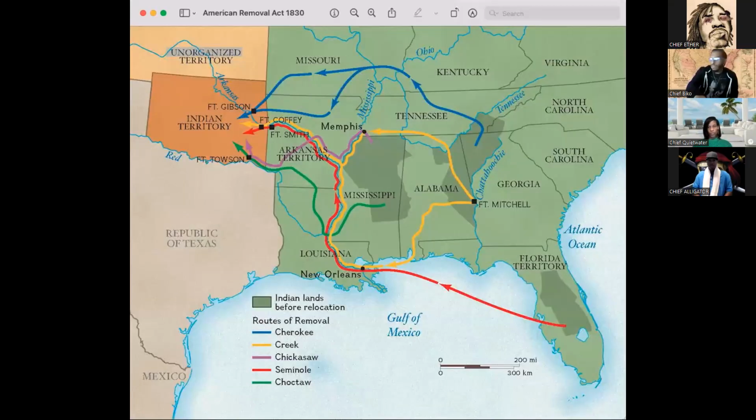Just because I know myself, I'm a visual learner. But again, we'll see exactly where these different tribes came from, where they originated from. We already showed you the actual map around this time of what Georgia actually was. There was no Alabama or Mississippi. Georgia pretty much went from the Atlantic Ocean up into Mississippi, but you'll see exactly the same five civilized tribes and where they all originated from, east of the Mississippi River.